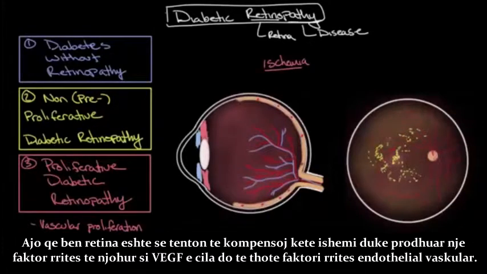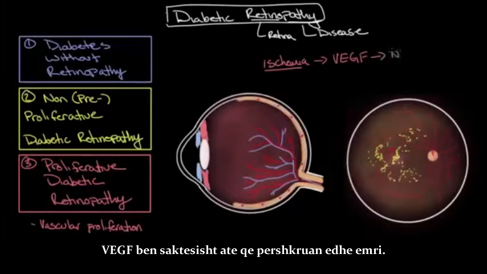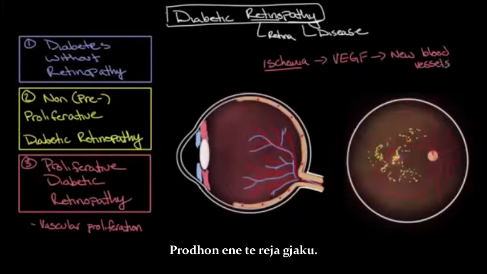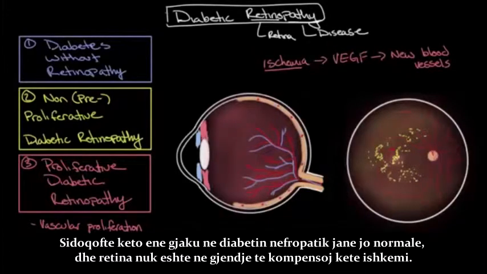So what the retina will do is it tries to compensate for this ischemia by producing a growth factor known as VEGF, which stands for vascular endothelial growth factor. And VEGF does exactly what its name suggests. It produces new blood vessels. However, these blood vessels in diabetic retinopathy are abnormal, and the retina is not able to compensate for the ischemia.